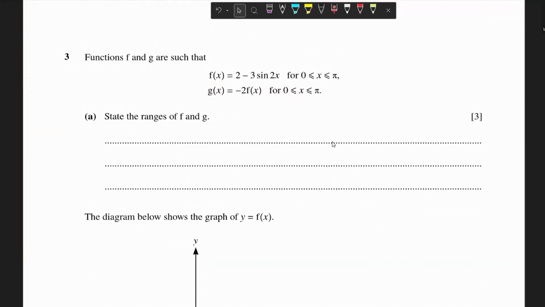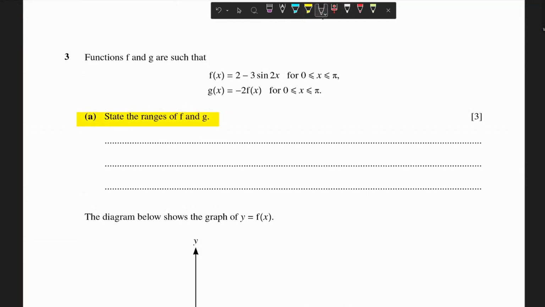Question 3 says, the functions f and g are such that f of x is equal to 2 minus 3 sine of 2x for values of x ranging between 0 and pi. G of x is equal to negative 2 of f of x for values of x ranging between 0 and pi. So on part A, they say we should state the ranges of f and g.